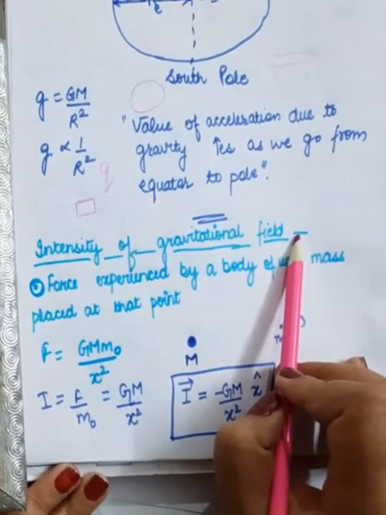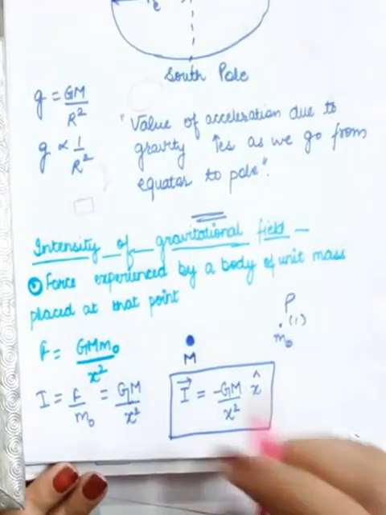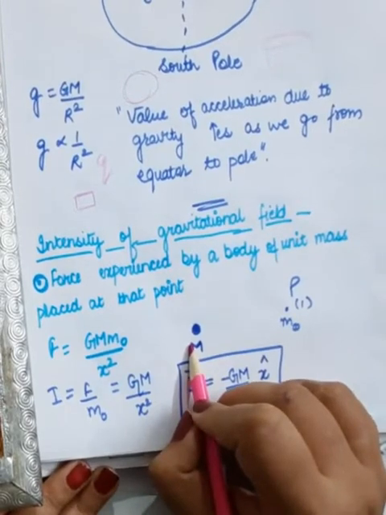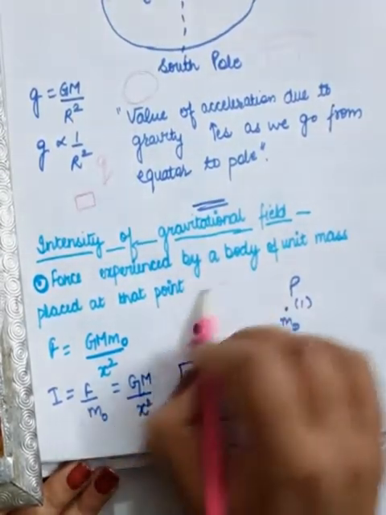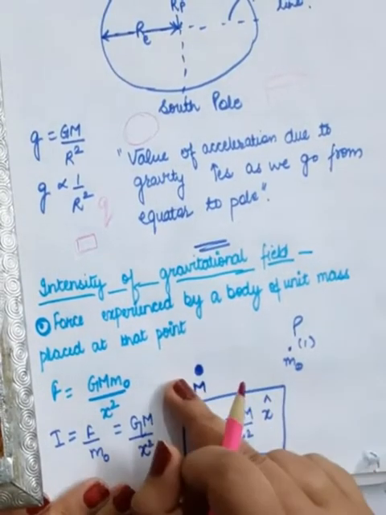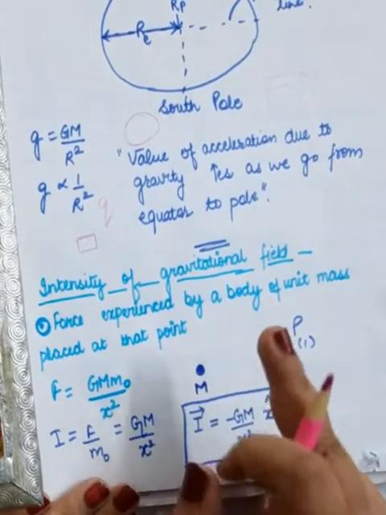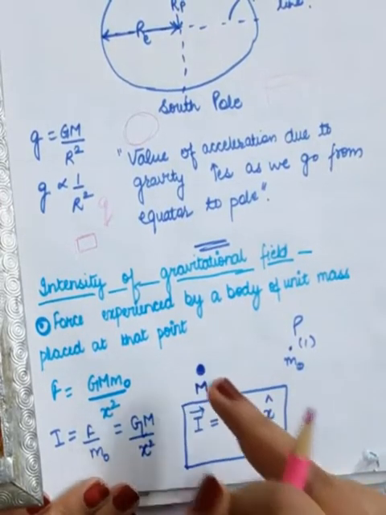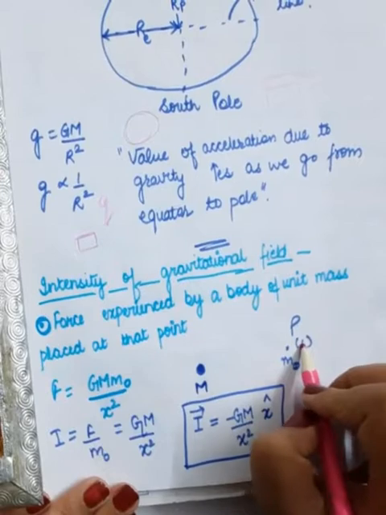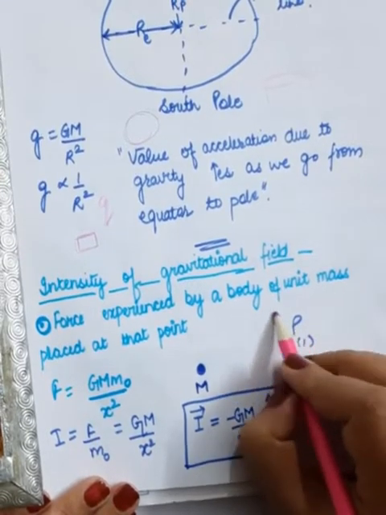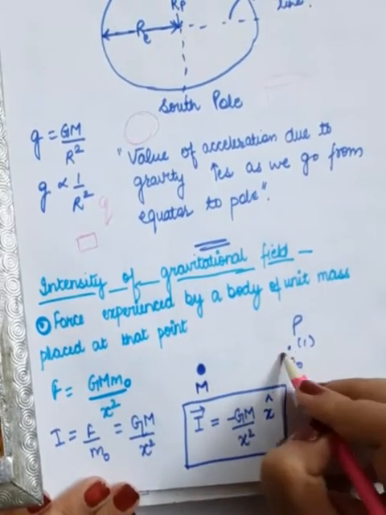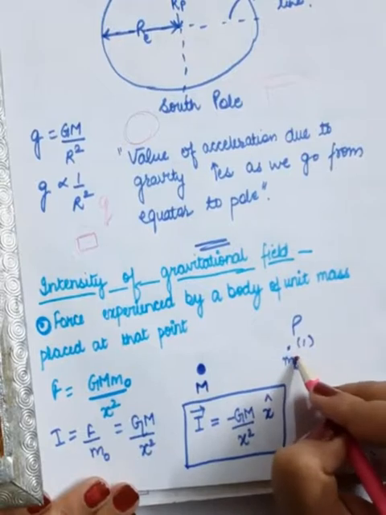How to measure the intensity of a gravitational field at a certain point. Suppose you have a mass capital M over here. Due to this mass, the space around this mass is feeling the gravitational attraction because of this bigger mass. So if you want to measure the effect of gravitational force due to this mass at some point P, suppose you keep a unit mass there. Now with what force that unit mass is getting attracted towards this bigger mass, that will decide what is the intensity of gravitational field at that point.